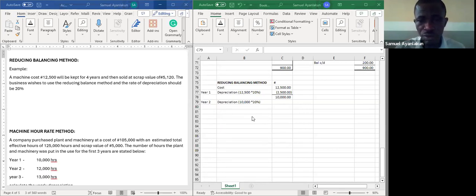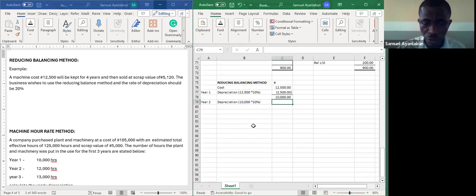So, year two, it will now be the net book value for year one. The amount of the machine for year one is now 10,000 naira. It has been brought forward to year two. So it is now 20% charge. It is reducing balance. So 20% of 10,000 naira.